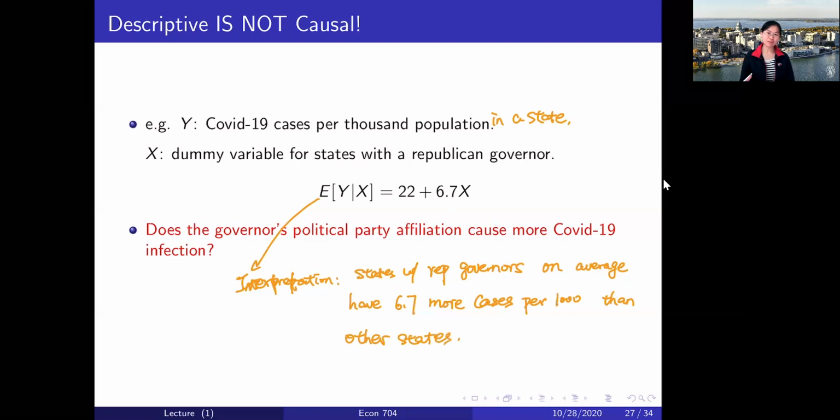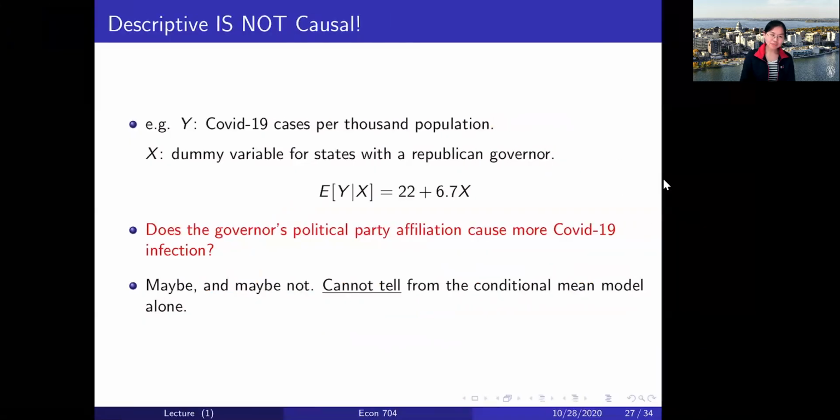So that is a useful fact to know. That's kind of interesting. But does this mean that the governor's political party affiliation causes more COVID-19 infection? Does it or does it not? Well, the answer to that question may be yes, maybe no. But we cannot conclude what the answer is just from the conditional mean model. We're going to need a causal model in order to answer this causal question.